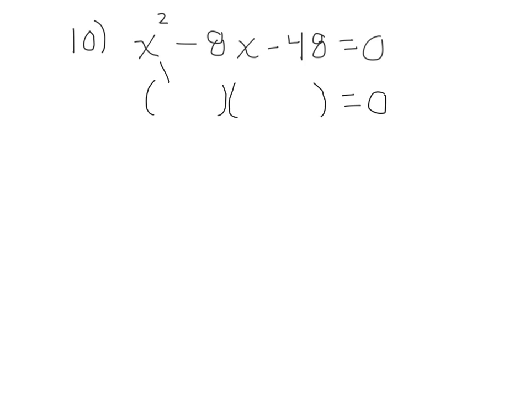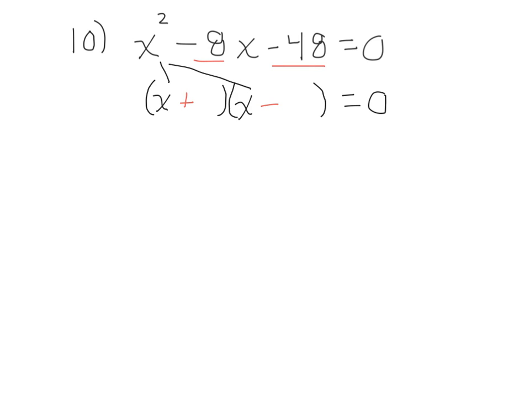I know that first times first has to equal x squared, so it makes sense that first I'll have x, because x times x is x squared. I know that last times last has to equal negative 48. Well, you can only get a negative product when you multiply a positive by a negative. And then I know that when I add those numbers together, they must add up to negative 8.